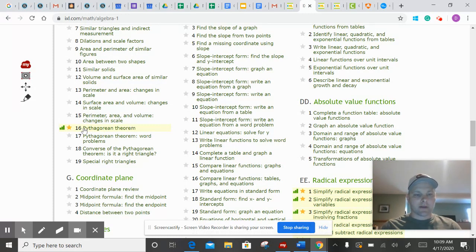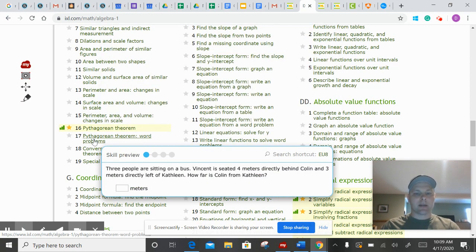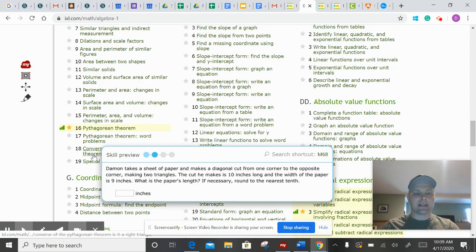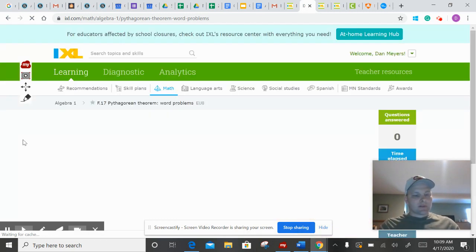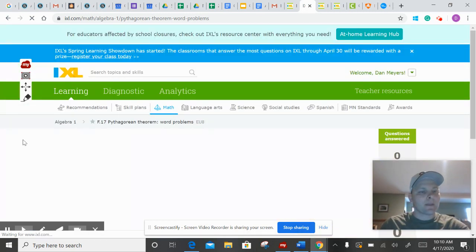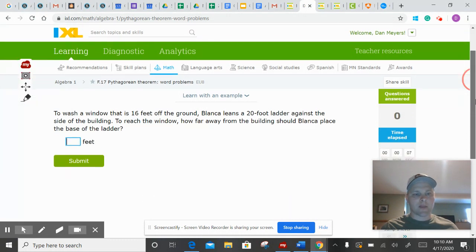Okay, so you've already done skill F16 and gotten to 50 points. Today we're doing F17 and F18. So I'll show you a few examples of each of those so that you know what you're doing and you can do these. So F17 is word problems on the Pythagorean theorem.